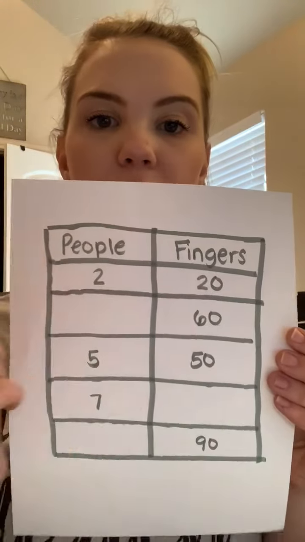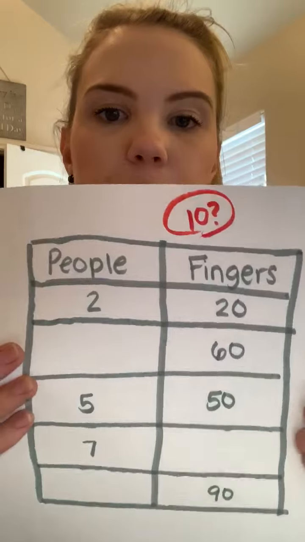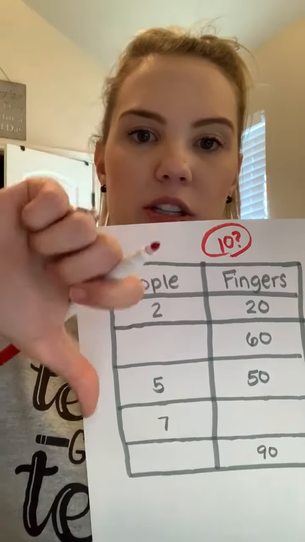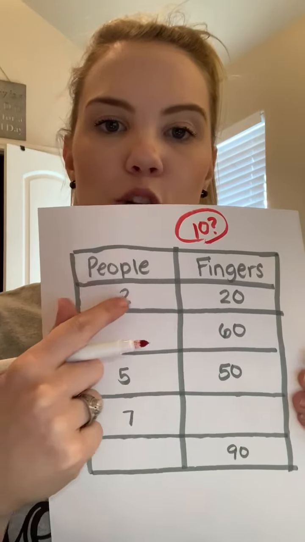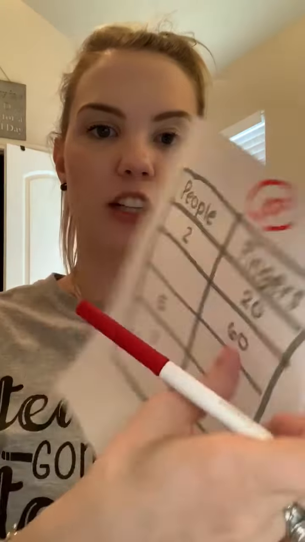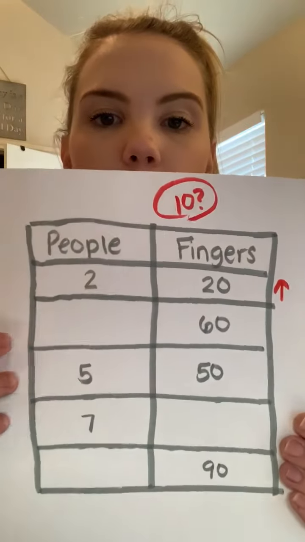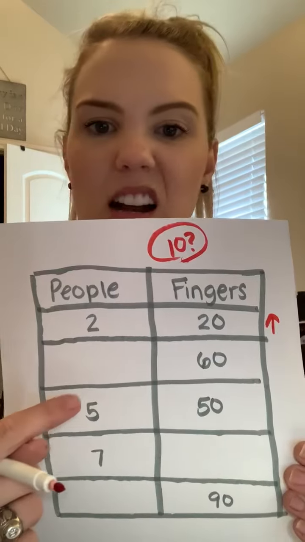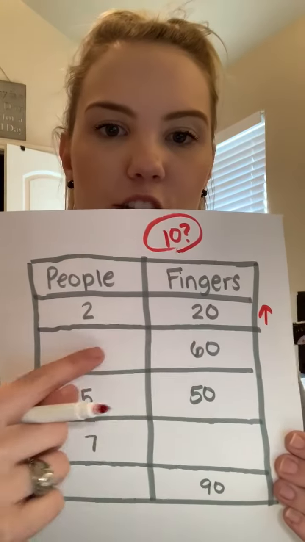So here we have people and fingers. So it could have something to do with 10. So I just put a 10 and a question mark. 2 to 20, is that increasing or decreasing? Well, I know that 2 to 20 is increasing. So I'm gonna put an arrow next to that row. Blank to 60, is that a complete row? Nope, it's not. So I can't look at that for increasing or decreasing.